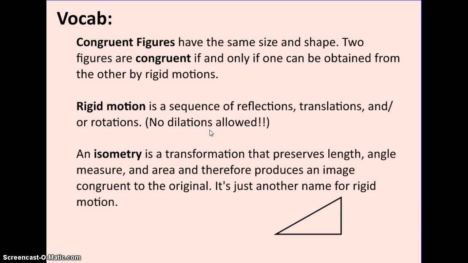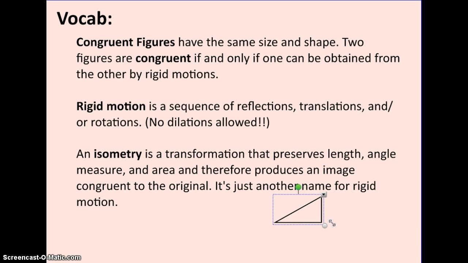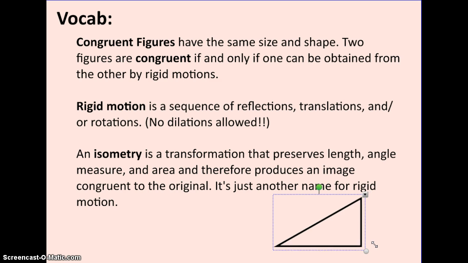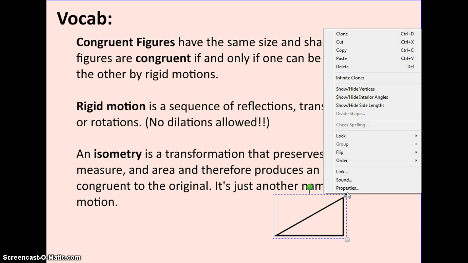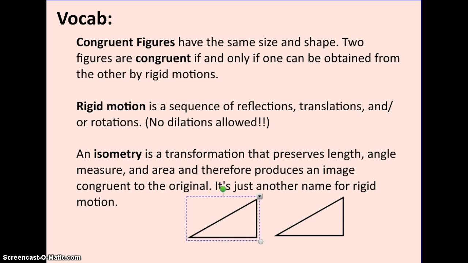Now, dilations are not rigid motion. Here's why. If I were to dilate this, either making it bigger or making it smaller, do you see that this is not the same shape as the original? Okay, so what I'm going to do is I'm actually going to clone this. Okay, look, these 2 are congruent shapes.